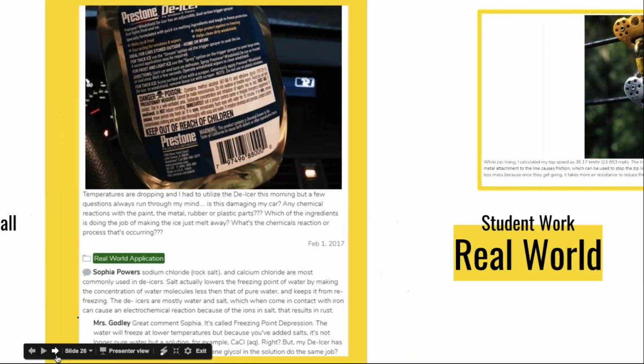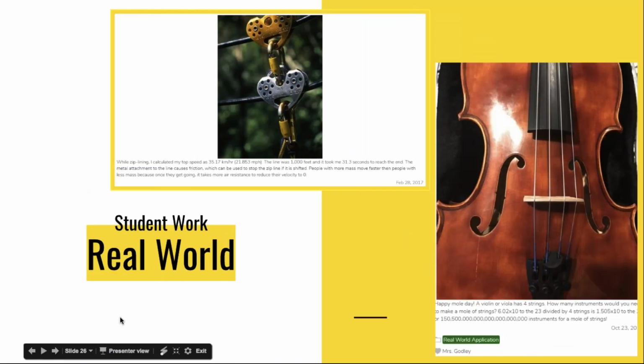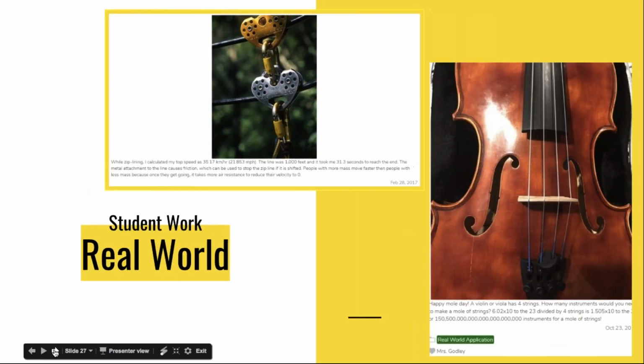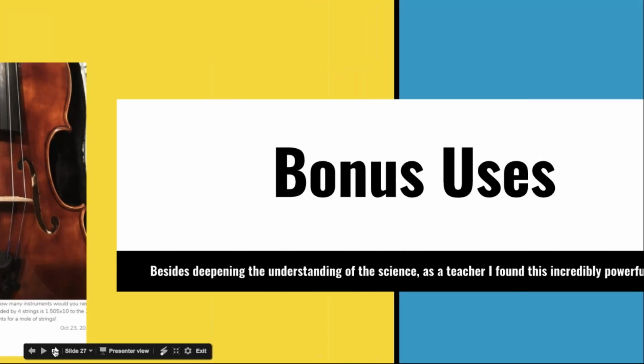Oops, I did copy the name there. And students have posted things that they did. Oh, Mrs. Godley, I went rock climbing, or I went zip lining. This is what I figured about physics, or Happy Mole Day. This is how they incorporated moles into what they're doing, and their hobbies and activities.